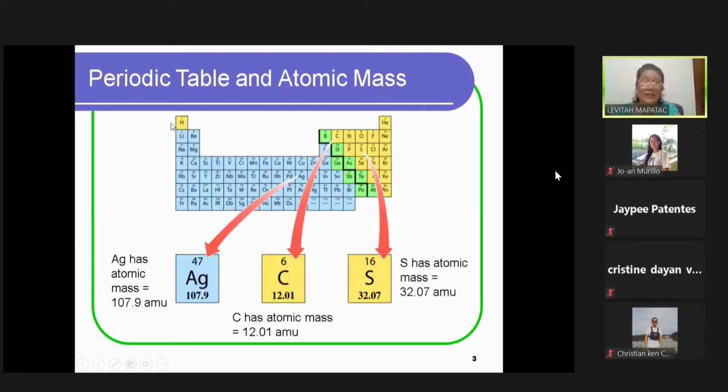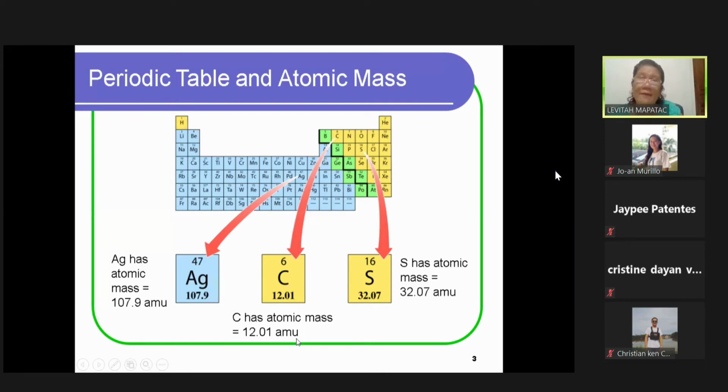So, this is now our periodic table. Where is silver? Silver has an atomic number of 47 and an atomic mass of 107.9 gram per mole or atomic mass unit. Your carbon, where is it? Here. What is its atomic number? 6. What is its atomic mass?